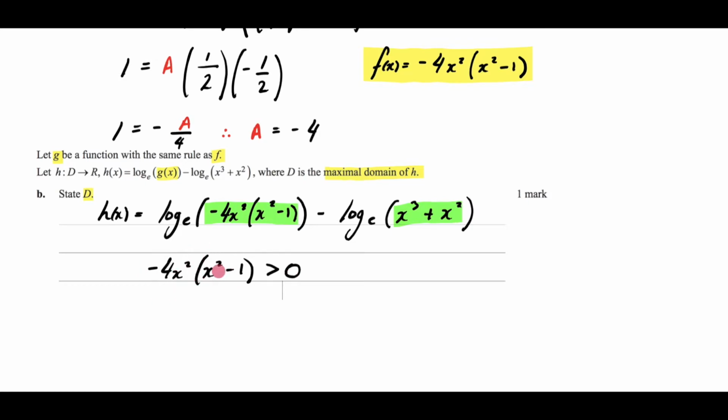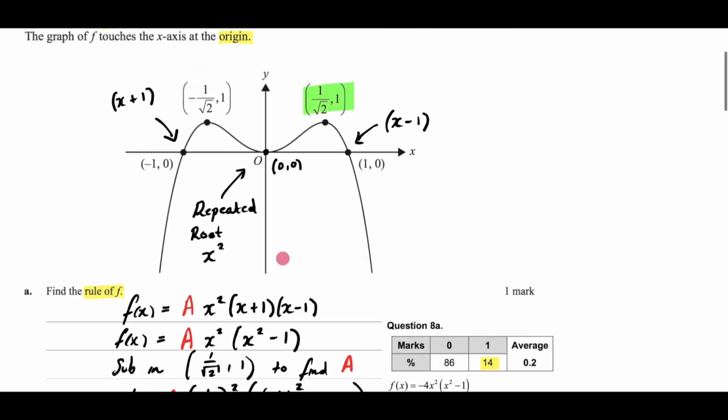So we're just going to mosey on back up here and consider where this graph is greater than 0, which means where is it above the x-axis? Obviously it's above the x-axis here, and here, and here, and here. But remember, we do not include the x-axis because it's not greater than or equal to, it's just greater than. So we're not going to include those points right there.